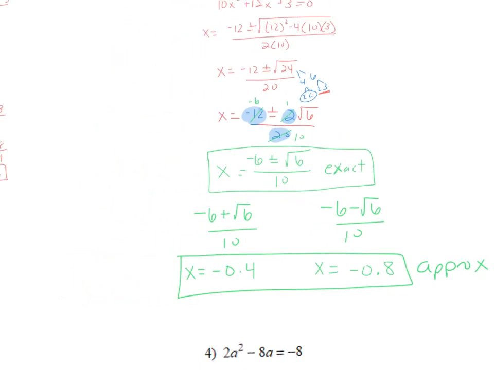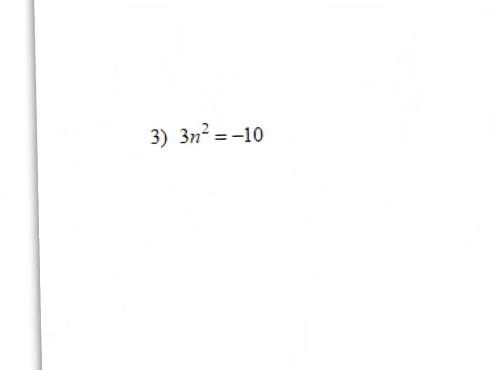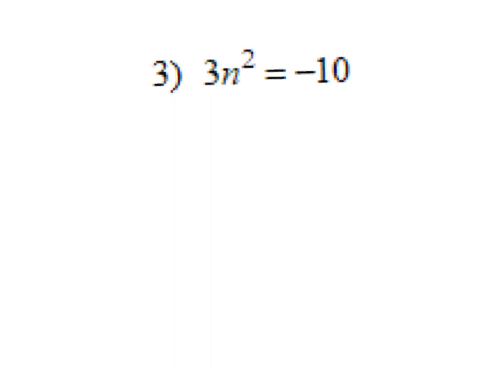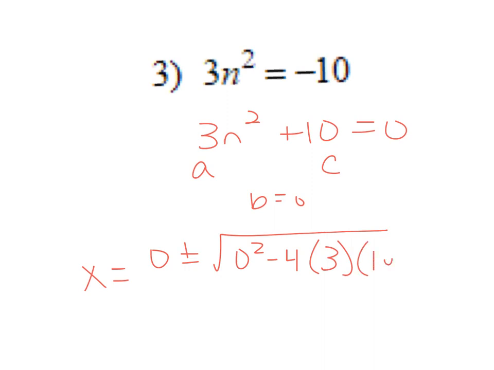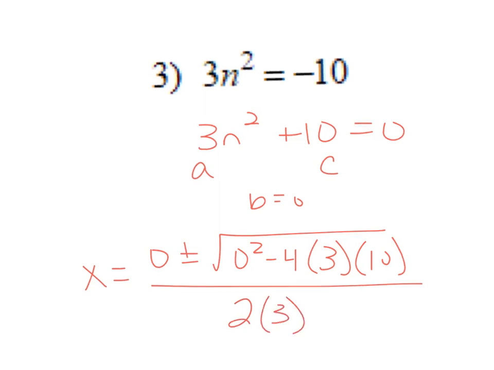All right, go down to number 3 here. Again, we have to have it set equal to 0. So I've got 3n squared plus 10 equals 0. Now in this case, this is your A, there's no B value, and then this is C because B's missing. So B would technically equal 0 on this guy. So x equals, my B value is 0, plus or minus the square root of 0 squared, minus 4 times A, which is 3, times C, which is 10, all over 2 times my A value, which is 3.